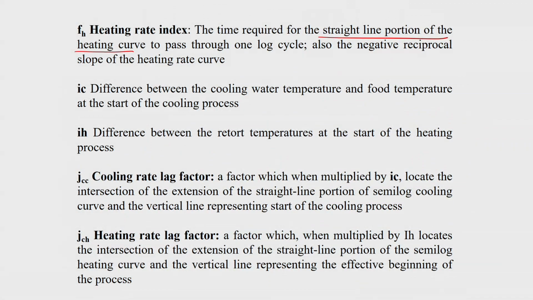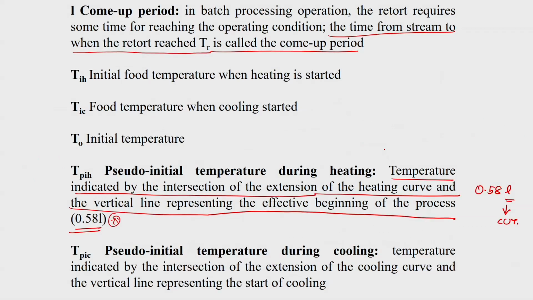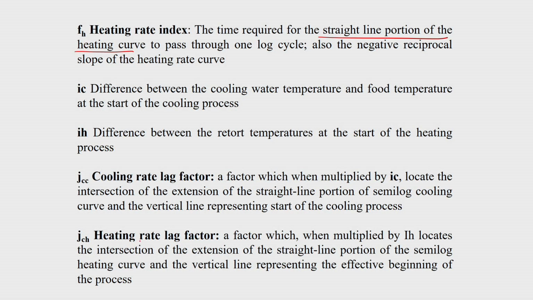Another is IC, the difference between the cooling water temperature and food temperature at the start of the process. Anyway, we have seen what is IC, what is IH. So, this is nothing but the difference between the retort temperature and the start of the heating or cooling process. And one more thing we have is JCH and JCC, right, heating and cooling: the heating rate lag factor and the cooling rate lag factor.